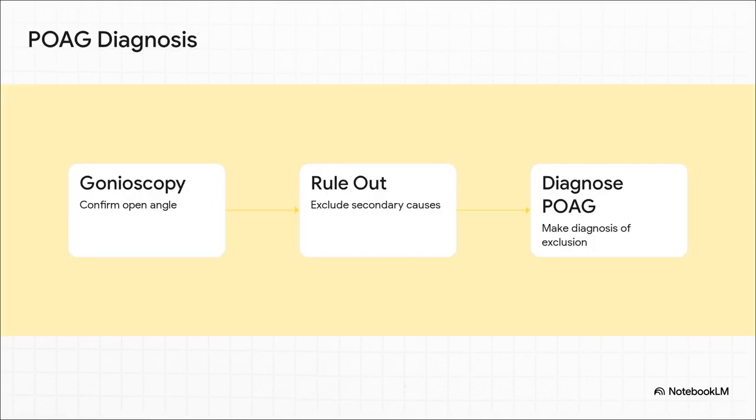So let's say you do your gonioscopy and the angle is wide open. Great, you are now on the open angle branch of the algorithm. Your next step? You have to determine if it's primary or secondary. How do you do that? Well, you have to actively rule out every single secondary cause. Things like pigmentary dispersion, pseudoexfoliation, trauma, steroids, the whole list. Only after you have actively excluded every secondary cause can you arrive at a diagnosis of primary open-angle glaucoma, or POAG. Remember, POAG is strictly a diagnosis of exclusion.